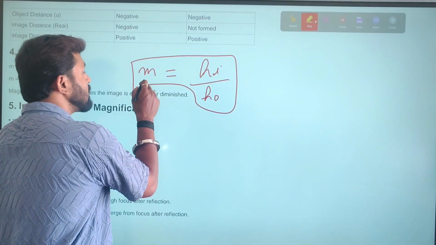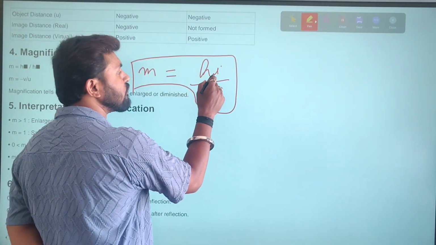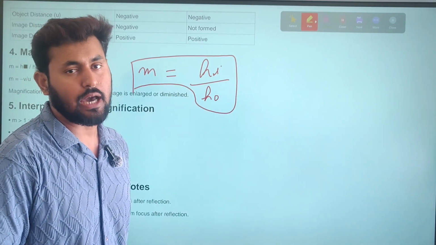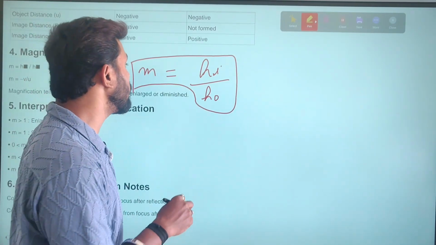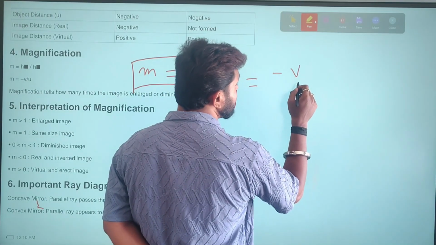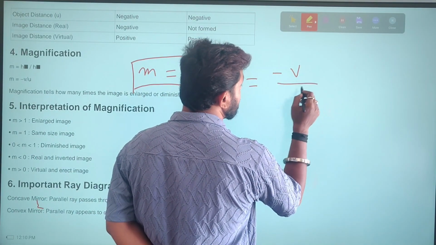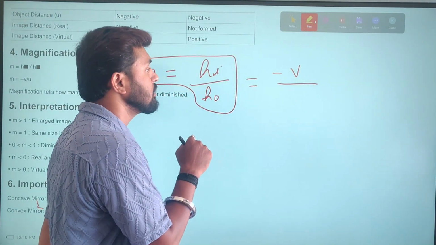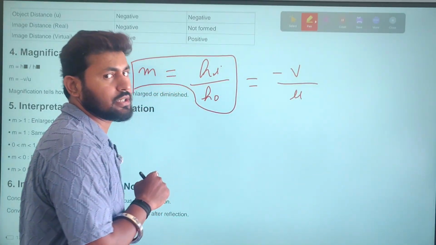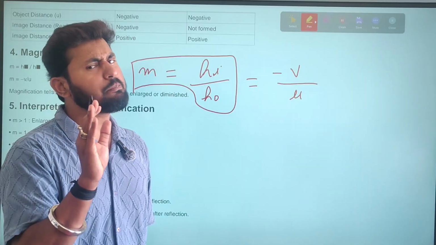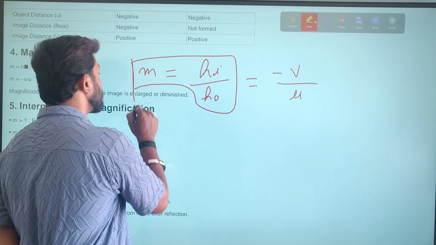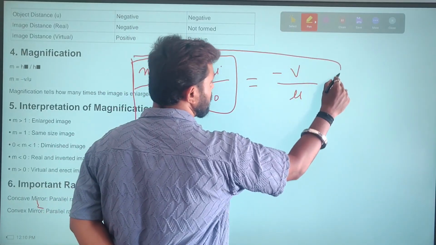Now, this magnification is defined as the ratio of height of the image by height of an object. Now, there is one more formula for the same: m is equal to negative image distance by object distance. This is very important for you guys to solve problems.